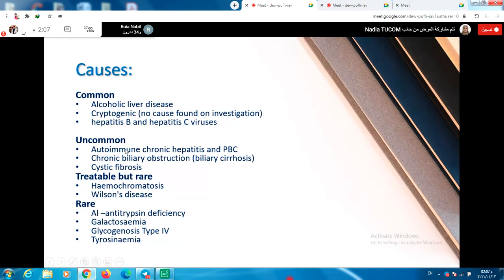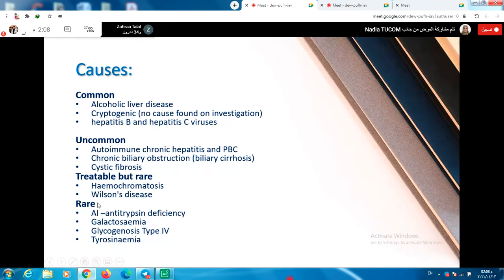Uncommon causes include autoimmune hepatitis and chronic and primary biliary cirrhosis, an autoimmune process, chronic biliary obstruction or biliary cirrhosis, and cystic fibrosis.